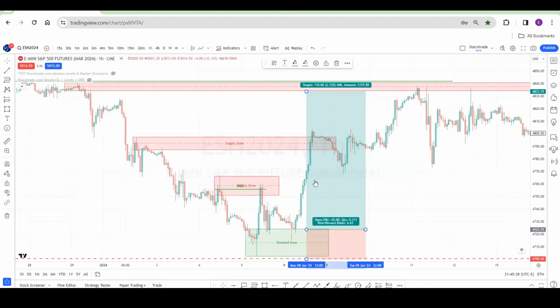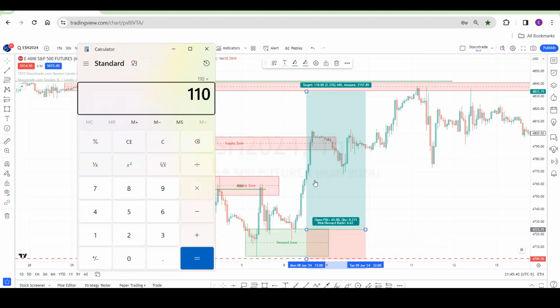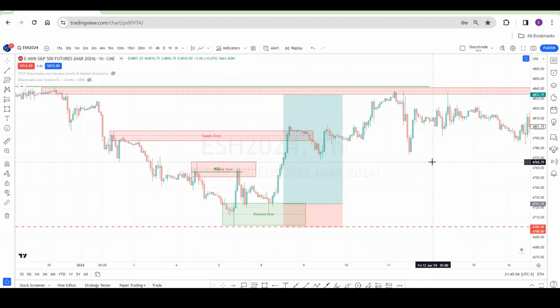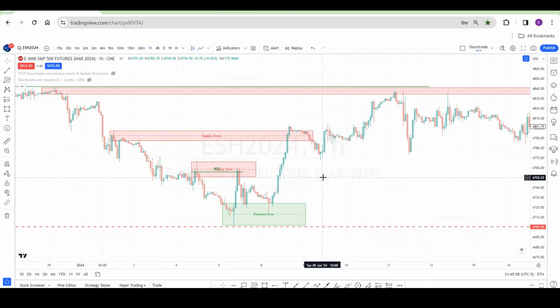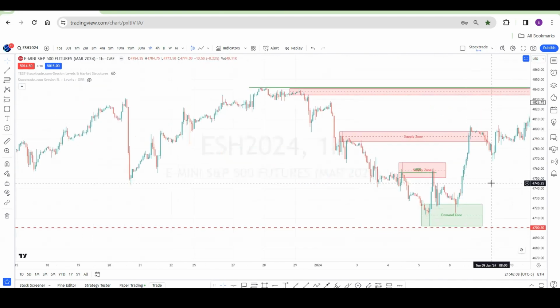How many dollars, Irfan bhai? 5500. Yes. And your risk is how much? 1200. We have lost thousands of dollars. But this trade is really beautiful. Once the price comes into the supply zone and gives you a market shift, just go with it.